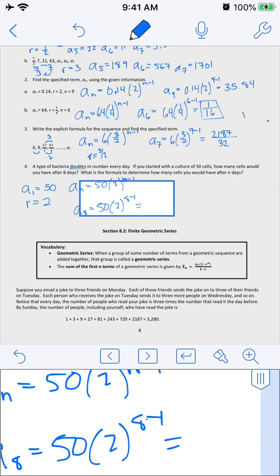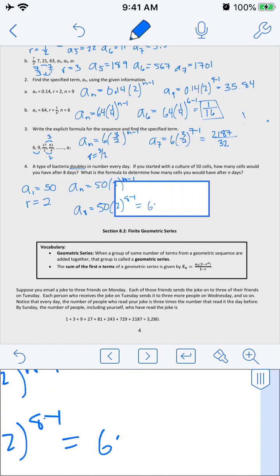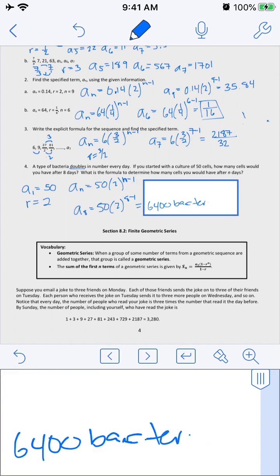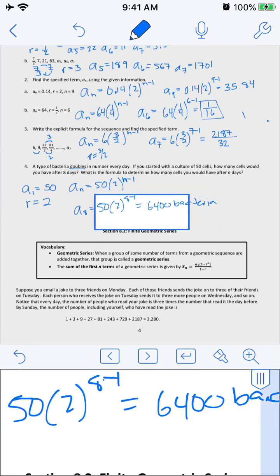We get 2 to the 7th times 50. That makes more sense. Okay. 6,400 bacteria. Because it's going up, right? Sorry about that. Okay, so 6,400 bacteria after 8 days.